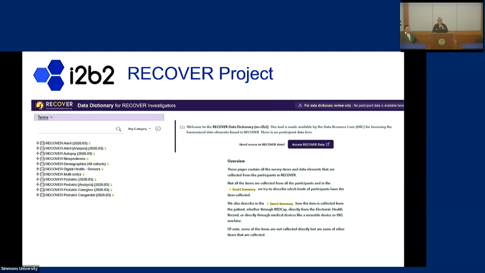The Recover project is that giant billion-dollar COVID project. But I wanted to look at their ontologies because it was a good example of non-EHR data-based ontologies. They have everything from Fitbit data to autopsy data. I believe they have some clinical trial ontologies. So I wanted to use this example.